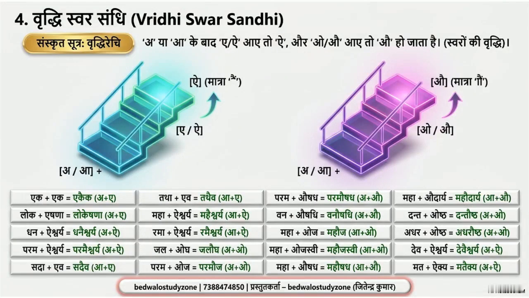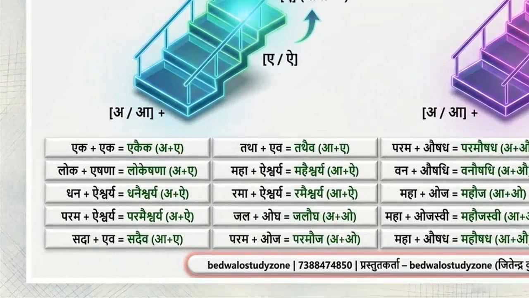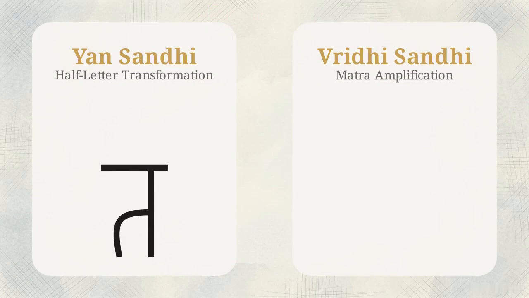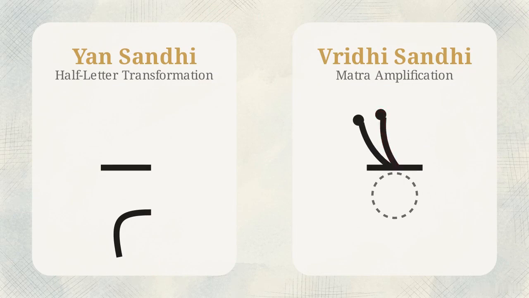Vriddhi sandhi is the fourth pillar, characterized by growth. It takes single matras from guna sandhi and steps them up to double matras. To identify vriddhi, look for double matras sitting at the top of the joined word, as seen in sadev. The mechanical difference is clear. Yan creates half letters by shifting vowels to consonants, while vriddhi amplifies vowel matras to their maximum state.